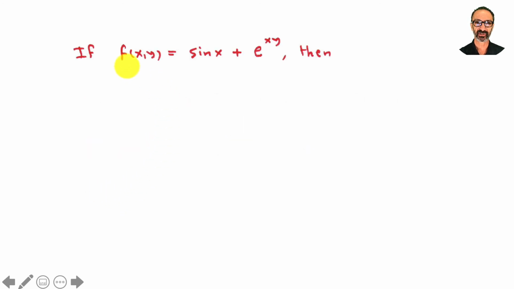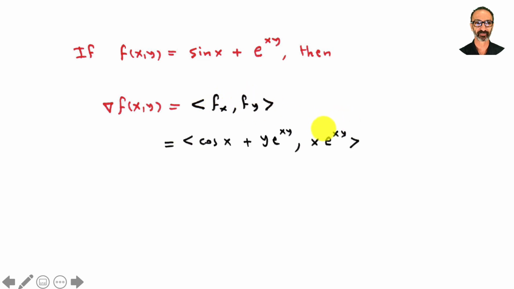Here's an example. If the function that we have is f(x,y) equals sine x plus e to the xy, then the gradient will be just finding the derivative with respect to x and the derivative with respect to y, and putting them where they should be, in vector notation. That's fx, the first component, and that's fy, the second component.